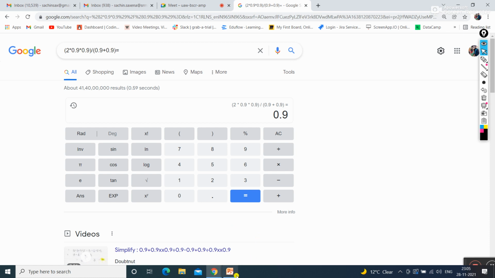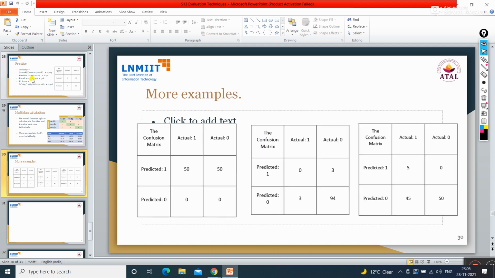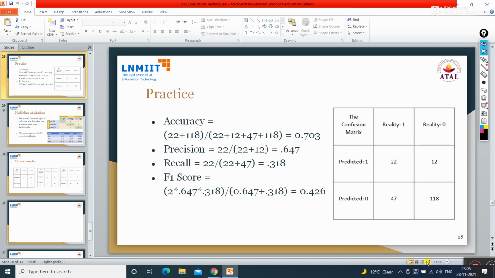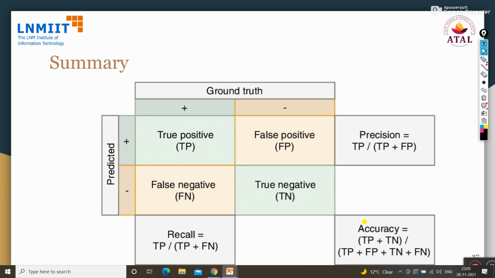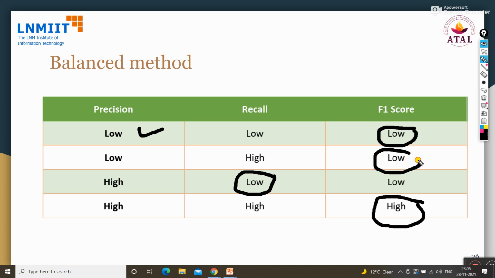All right, so they are saying that if the precision value is high and the recall value is high, then only it will have the higher value. But if any of these values is low, then it will have a low value on the right-hand side.